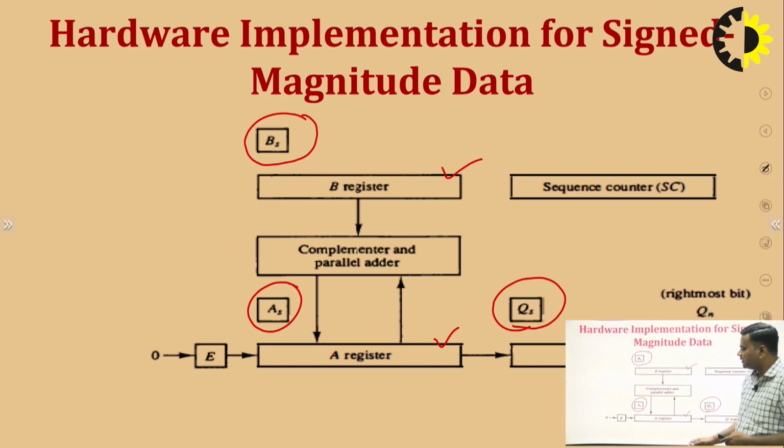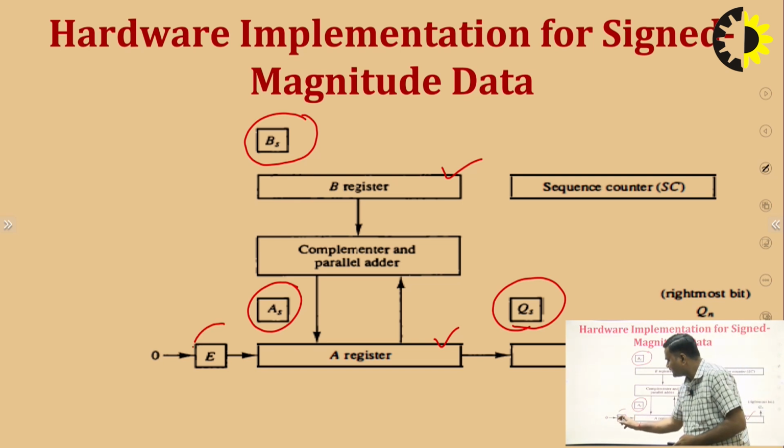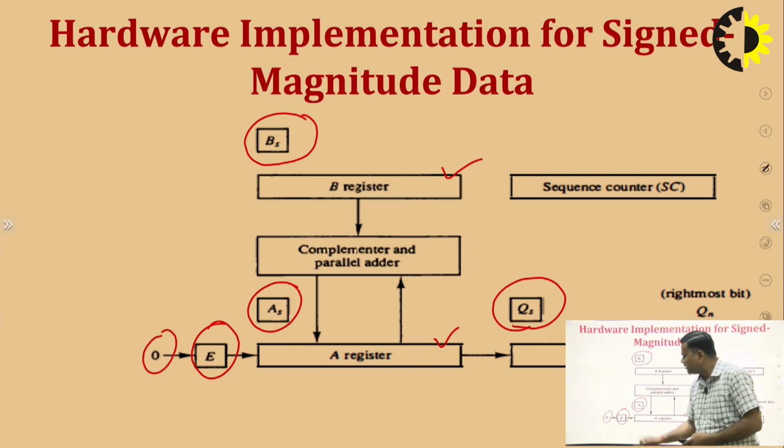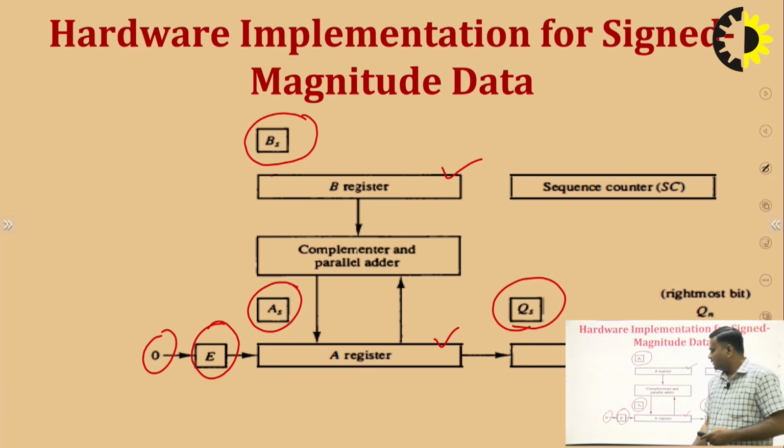Here there is a 1 bit register E, where the carry of 0 is placed, and this E goes to the register A. And this is a sequence counter. We have to set the sequence counter equal to the number of bits in the multiplier.